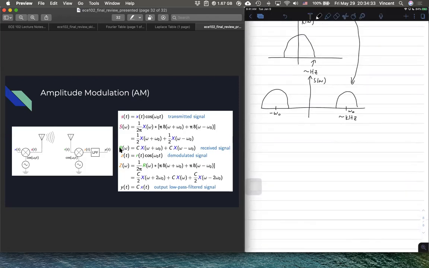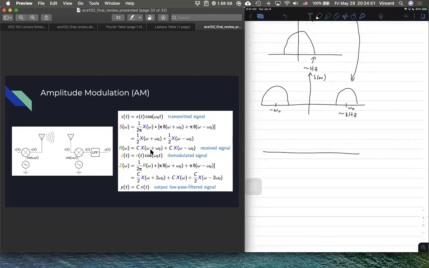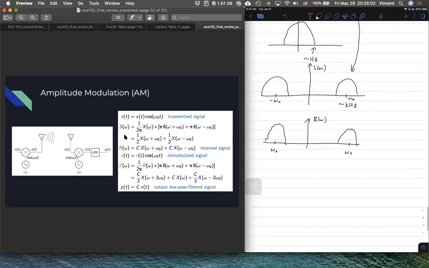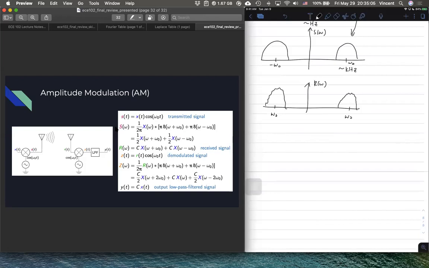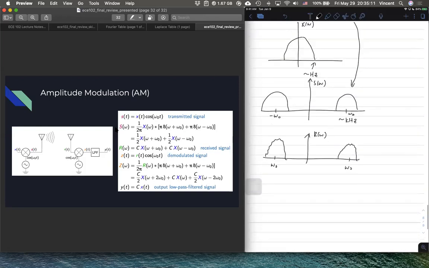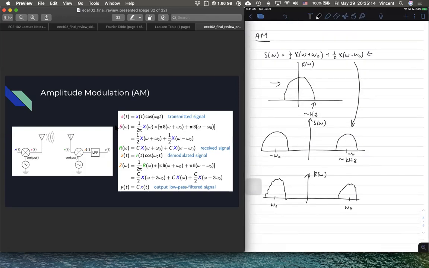Then you receive something pretty similar here. So you see R of omega is C times the expression. When the signal gets sent over the air, it might get attenuated or something, but the frequency should still remain, right? So you receive something at the same frequency, but slightly attenuated. Okay, so now this is what your radio sees, right? But you don't want to hear this. You want to hear the original signal that was sent out, like this thing, right? So how do you get that back?